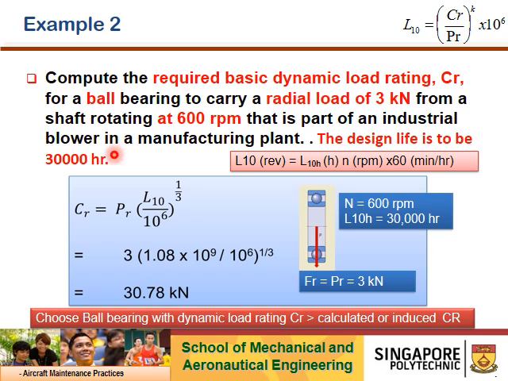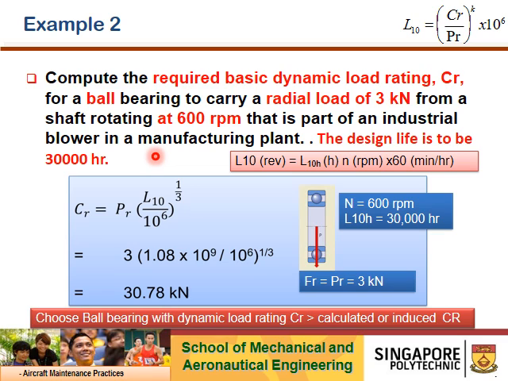Example 2. Compute the required basic dynamic load rating CR. Now in this case, they want you to calculate the CR for a ball bearing. The given data: it has to carry a radial load of 3 kilonewton from a shaft rotating at 600 RPM, as part of an industrial blower in a manufacturing plant. So the shaft will support and rotate at 600 RPM, and the design life is to be 30,000 hours.